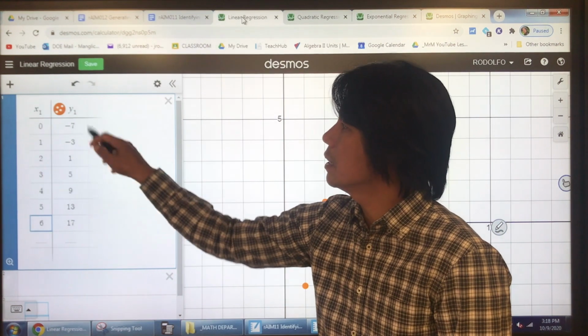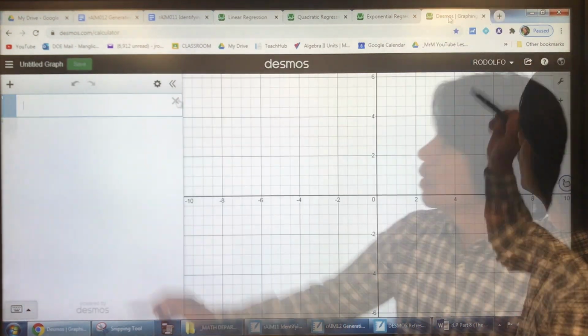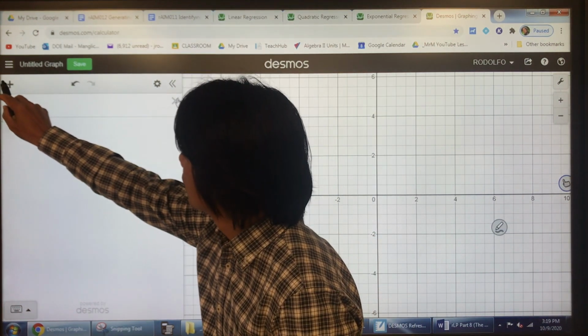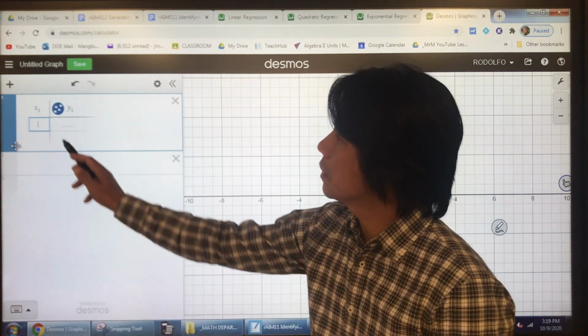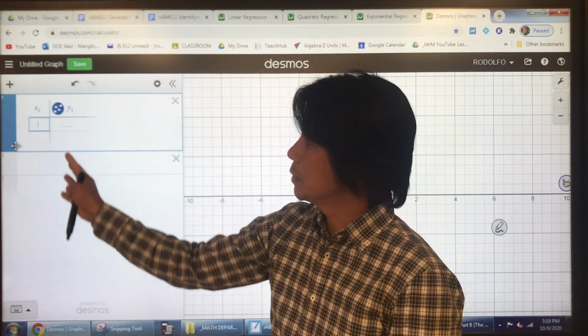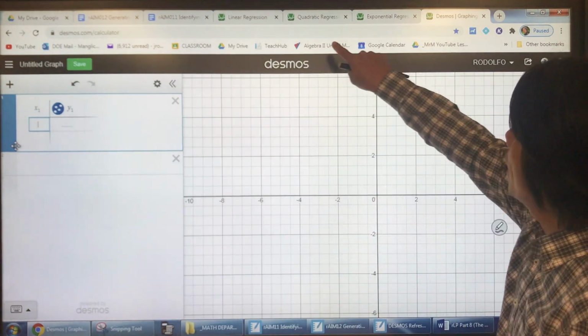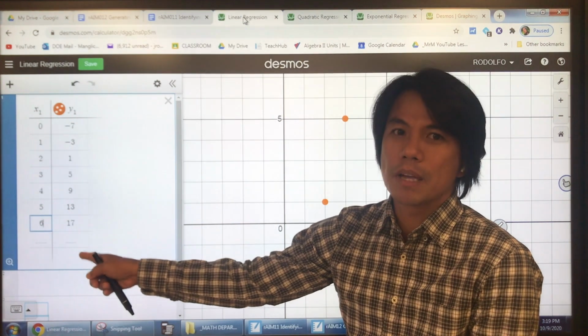You see, I already created a table of values. How did I do that? You see the plus sign there? Click that and the table icon. Now you can type in the x values and the y values on this panel. And in fact, going back to that, it's already there just to save time.